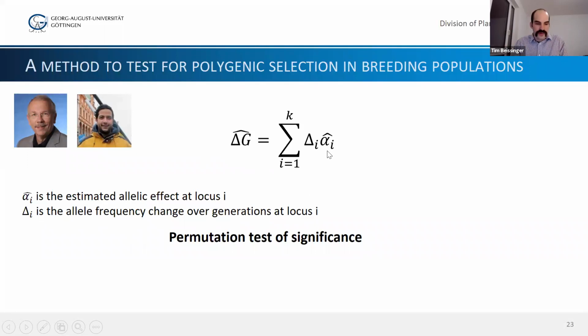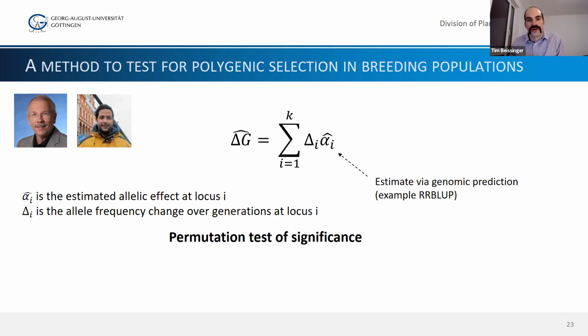And after we do that sum, we can actually easily permute the values for either allele frequency change or effect size to have a test of significance that is statistically valid for the most part. So to come up with these allelic effect estimates, the alphas, we use a standard genomic prediction model to associate every single marker in the genome with a prediction of phenotype, and then we look at that across time.